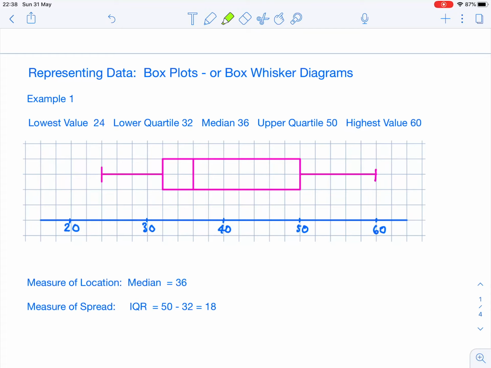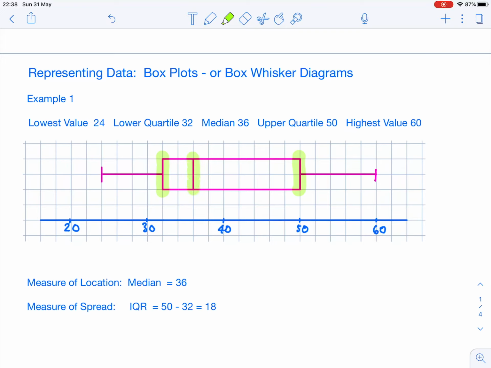The best thing to do is to draw the box first. So for that I need the lower quartile, which is 32, and I need the upper quartile, which is 50. And that enables me to draw the box. Once I've got the box, I can put the median in it, and the median is 36.